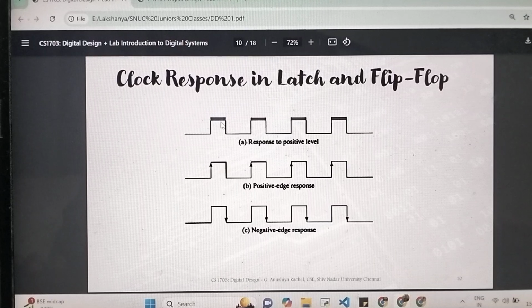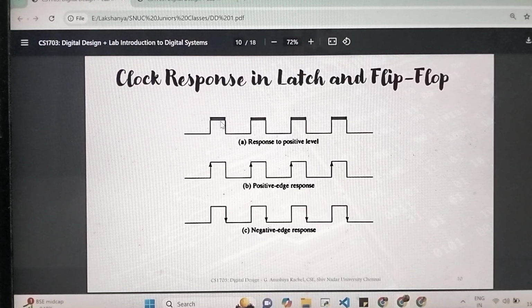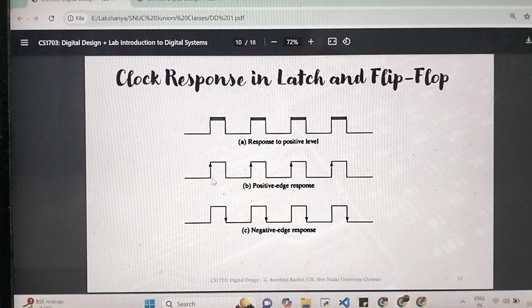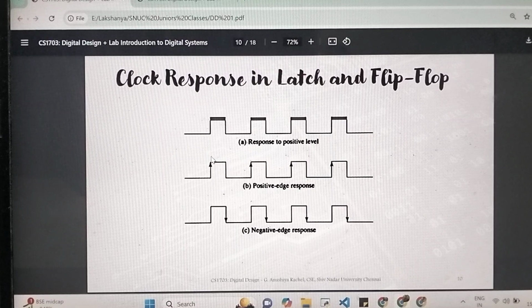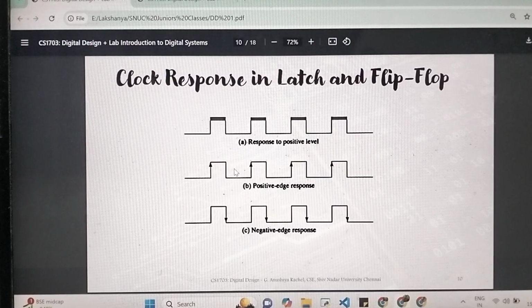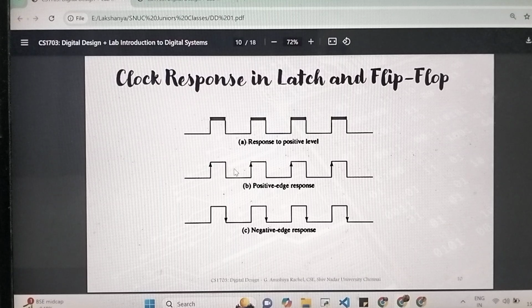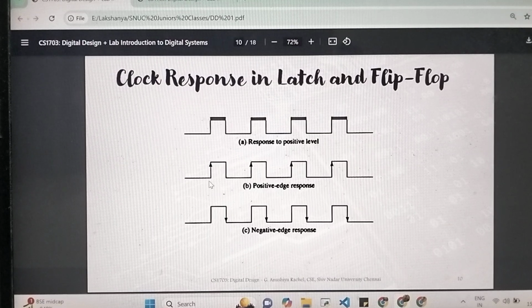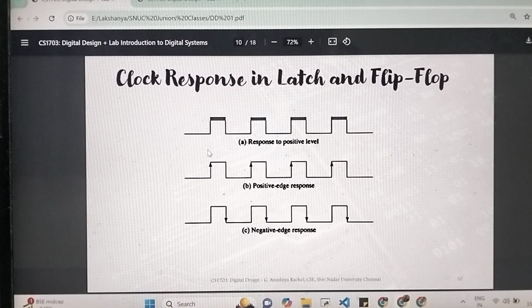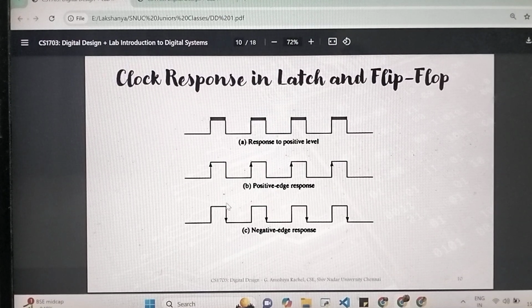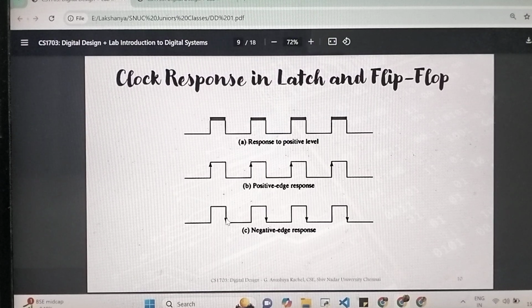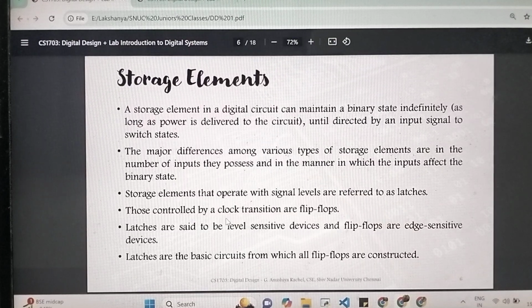On the contrary, flip-flops are edge sensitive devices, edge meaning the transition from 0 to 1 or vice versa. By the same analogy, we have positive edge triggered, meaning when the clock is moving from a 0 to 1, the state transition happens in a positive edge triggered flip-flop, and when it is moving from 1 to 0, the state transition happens in a negative edge triggered flip-flop. So those are the basic storage elements.